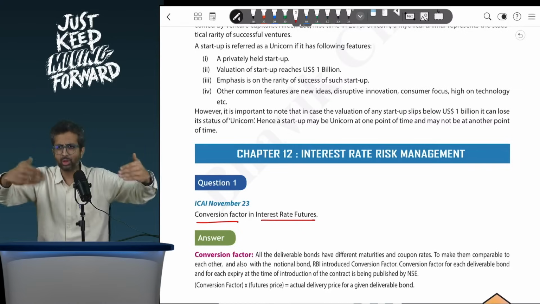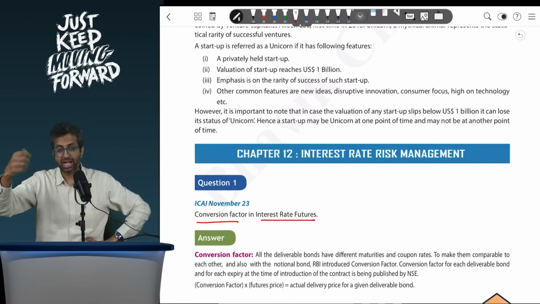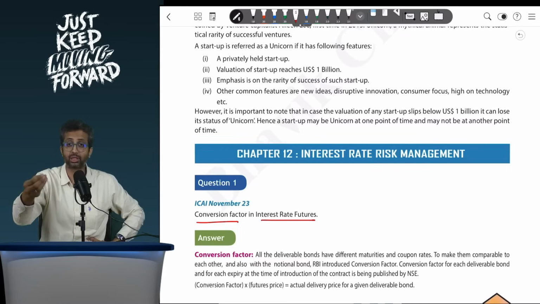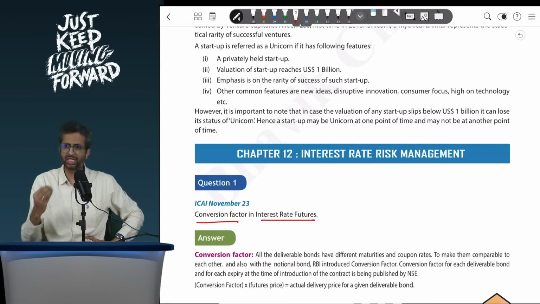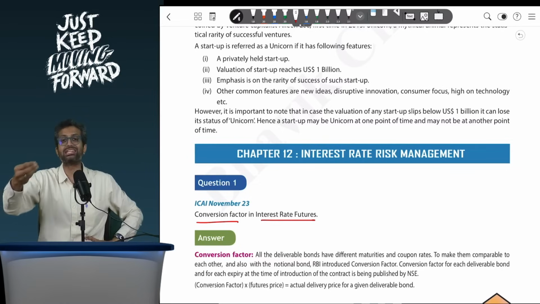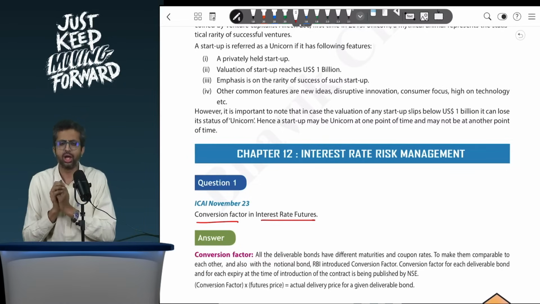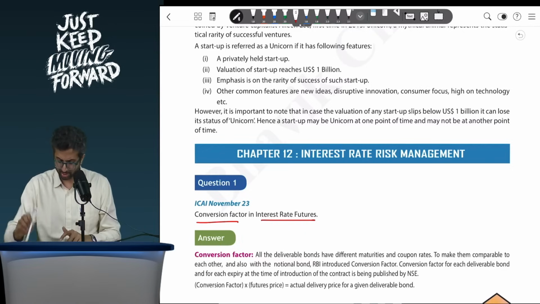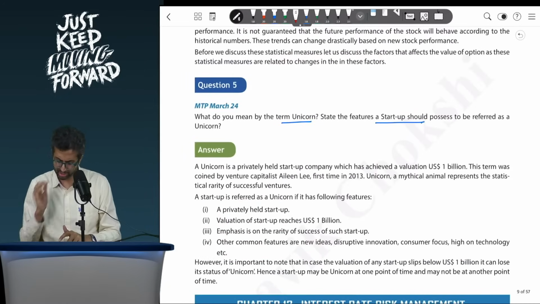So there may be a notional bond on the interest rate future, and to settle that bond for giving delivery, you might end up, let us say, giving some other bond. So vis-a-vis the notional bond, what is the conversion factor for this bond? Depending, a superior bond will have a higher conversion factor, will have a higher value. An inferior bond will have a lower factor. So that is conversion factor in case of an interest rate future.